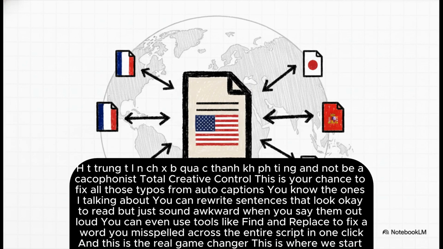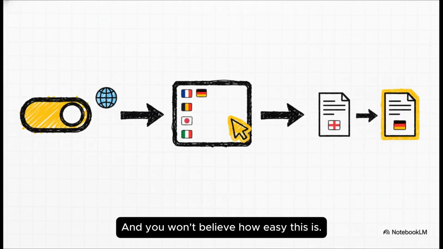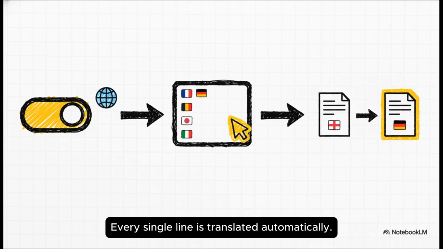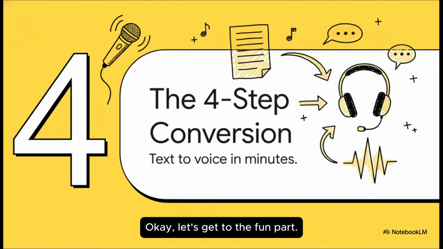And this is the real game changer. This is where we start talking about serious scale. Because once you have one clean, perfectly edited script in your original language, you have the foundation to create content for literally dozens of new markets. This is the secret to making multilingual production feel effortless. And you won't believe how easy this is. In most of these tools, you literally just click a button, enable a translation column, pick your language, let's say German, and bam! Every single line is translated automatically. Just like that, you have a perfect German SRT file, totally ready to be turned into a voiceover for something like YouTube's auto-dubbing feature.